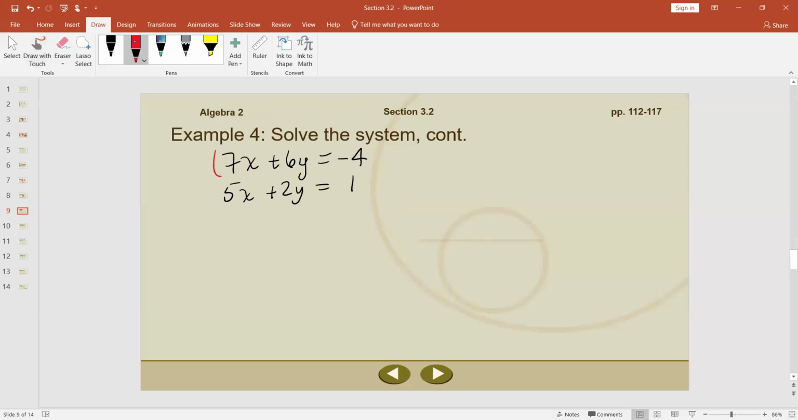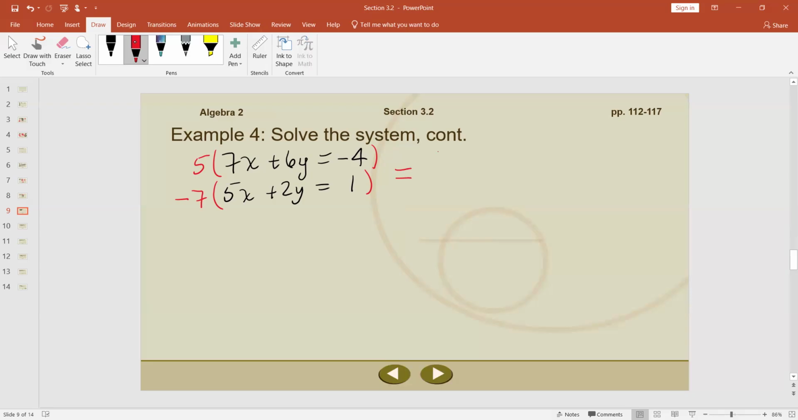I'm going to multiply the 7x times 5, and then, because I have to make a negative now, I'm going to multiply the other equation times -7. And remember, you're doing that to all the terms in the equation. Don't forget that. That's what allows this to work.